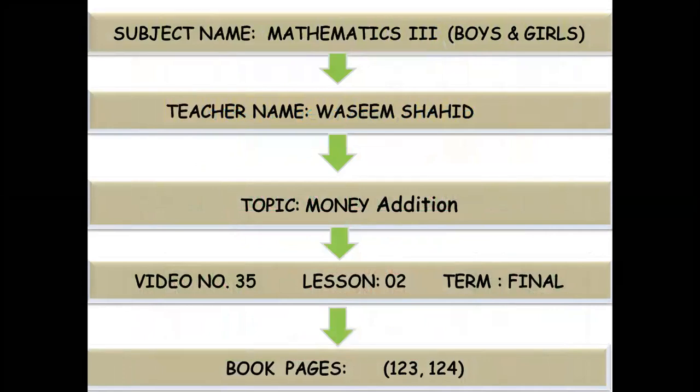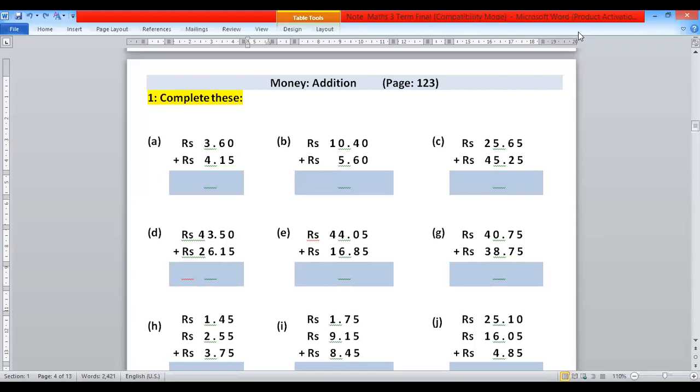Today we are going to learn how we add money, and how we add two or more than two prices. This is our video number 35 and lesson number 2 of the final term. This topic is given in your book, pages 123 and 124. Let us start from your book page number 123. Dear students, on this page the topic is money addition.